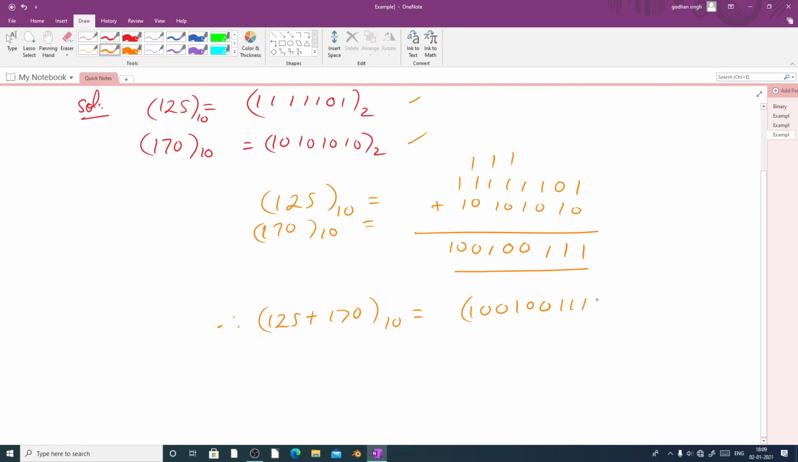100100111. This is in binary number. So when we add 125 and 170, the total is how much? The total is 100100111, and that is in binary number system. And you all will verify whether this answer is correct or not by converting this binary number in decimal form.